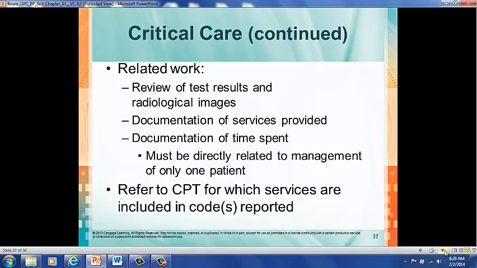Related work would include the following: reviewing of test and lab results and radiological images, documenting the critical care service provided in the patient's medical record, and time spent obtaining medical history from the patient or other persons involved in the event that the patient's medical condition affected his or her ability to give a history. Remember, the time reported must be directly related to the management of one and only one patient. If the doctor is caring for other patients during downtime while he or she is administering the critical care services to the original patient, the intermittent time cannot be counted.